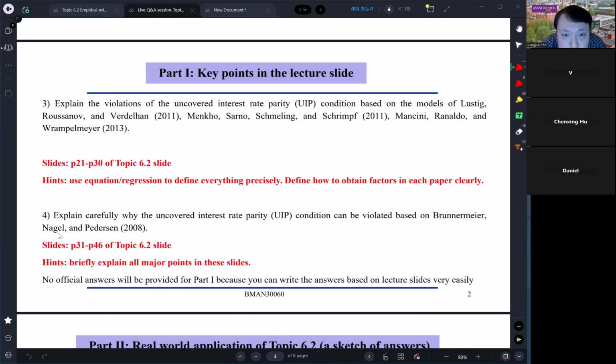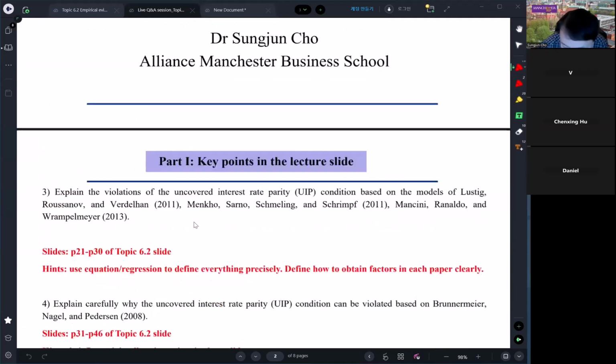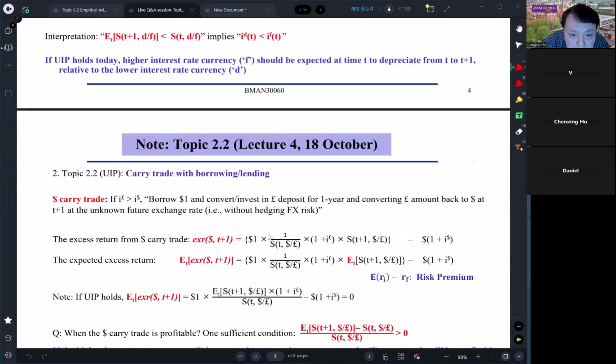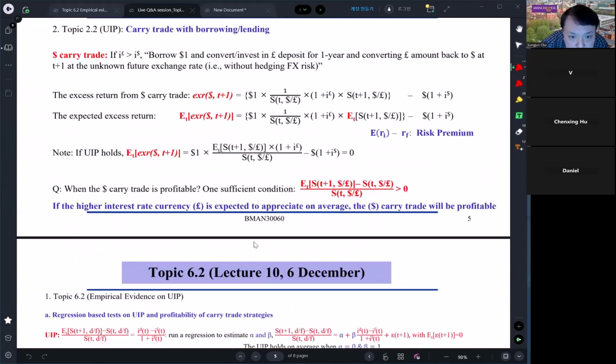In order to write the answer for these kinds of questions, you need to know what UIP is, what the meaning of the violation of UIP is, and how these models are related to the violations, right? It's basically the summary of the topic 6.2 slides. So I'm going to summarize the key points in 6.2 to explain this one.